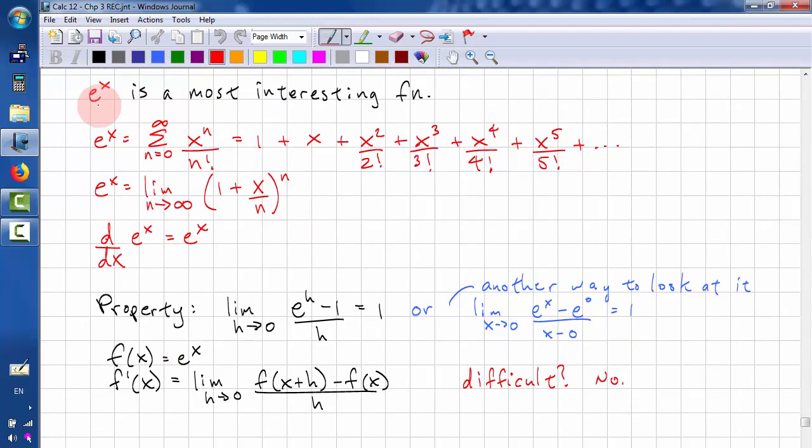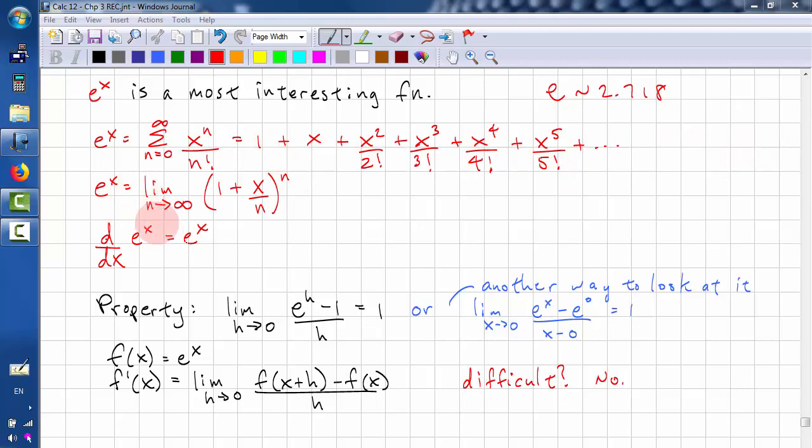Okay, e to the x is the most interesting function. And I think I said it before, e is approximately 2.718. So it's an exponential function with a base of 2.718. We can compute e to the x by doing a summation from 0 to infinity of x to the n over n factorial. So it looks something like this, and it goes to infinity.